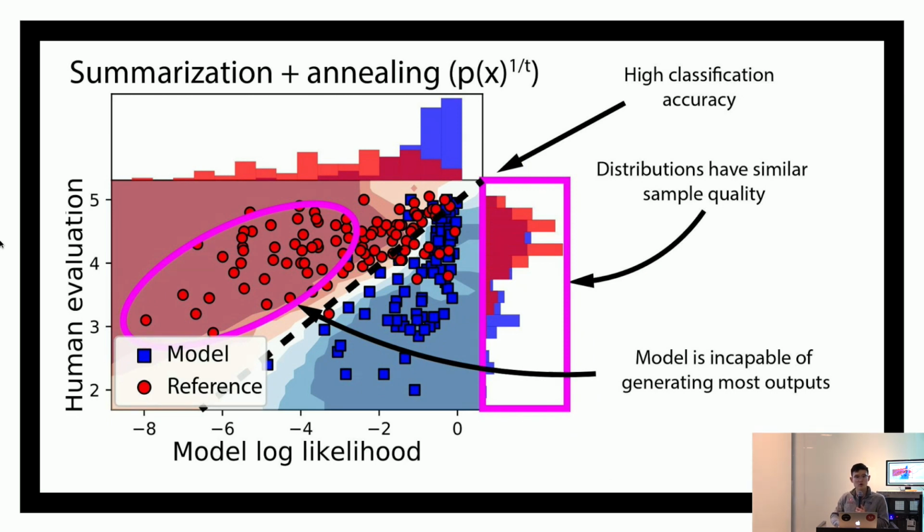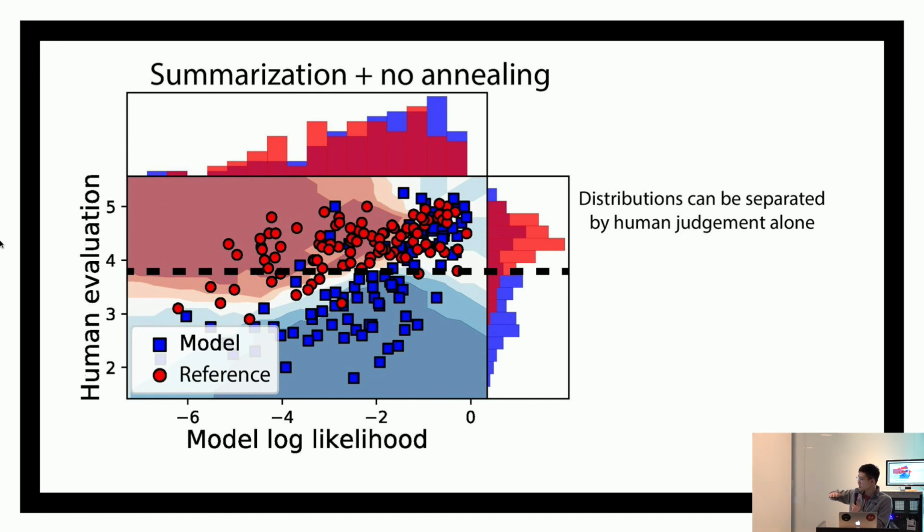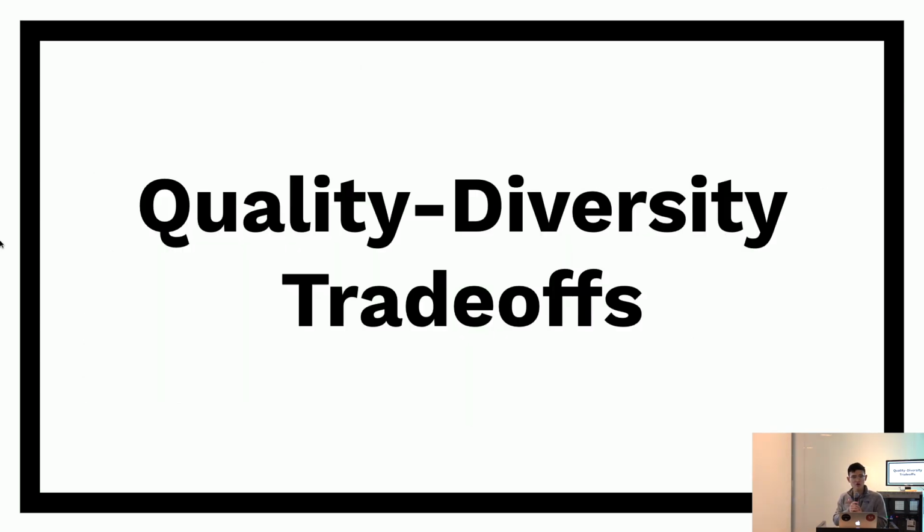So you might ask, well, what if we don't do that and we just sample strictly from the model? This is the plot that results from that. And if you note here, this distribution is actually largely separable just by human judgment because the model will constantly output very low quality samples. These two examples suggest the existence of a quality-diversity trade-off, which HUSE allows us to precisely quantify.